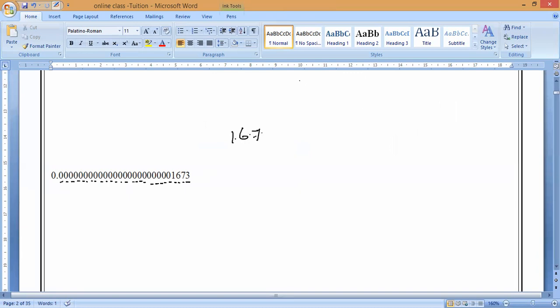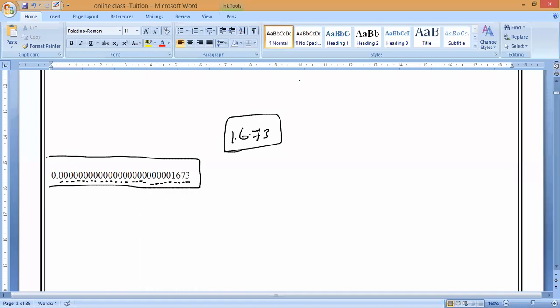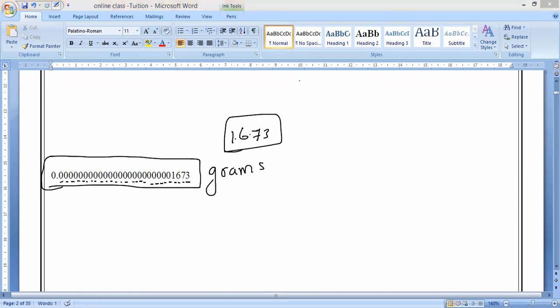Sorry, it is 1.673, correct? That is why they are writing 1673, and those 3 zeros you have to add. So this is the mass of one hydrogen atom, very, very small, extremely small. That is the reason it is not convenient to use such small and complicated figures in our calculations. Is it yes or no, guys?